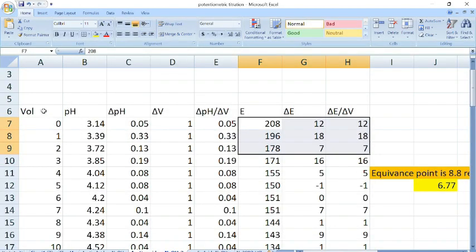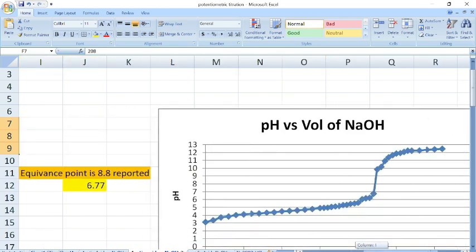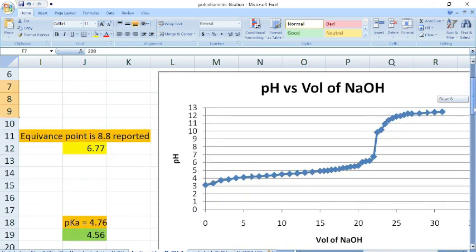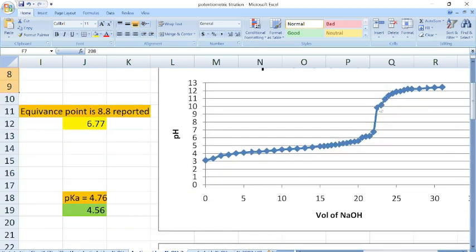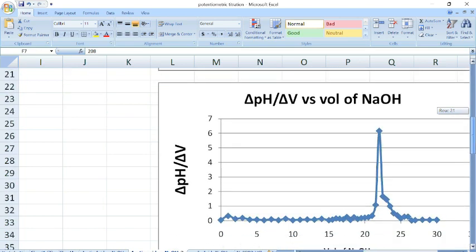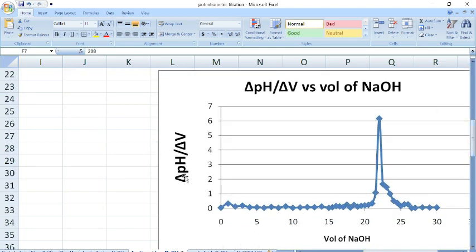Here we have the values of volume, pH, and delta pH divided by delta volume. In volume versus pH, I have drawn a graph, and that graph is like this, right? This is the graph which we get, pH versus NaOH. Now about the derivative graph. The derivative graph is here. This is between delta pH by delta V versus volume of NaOH.